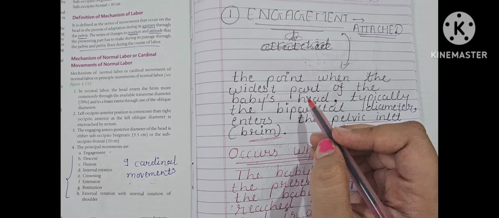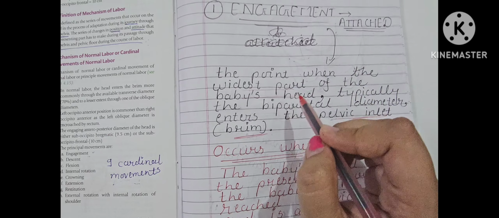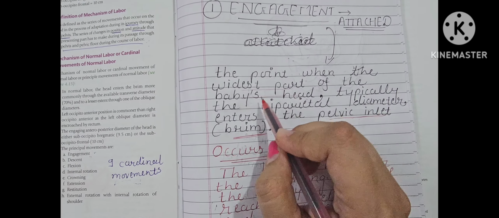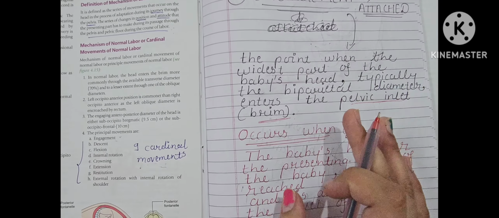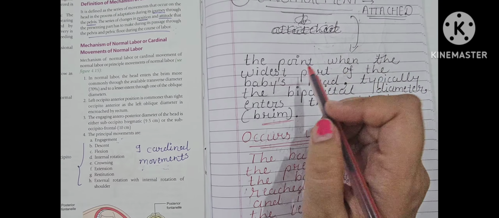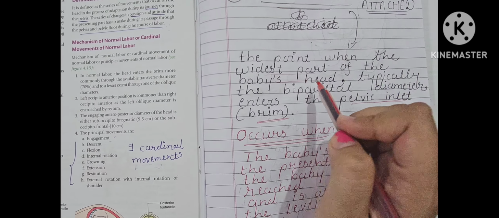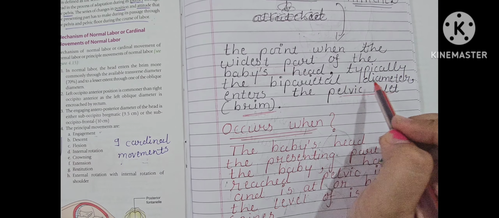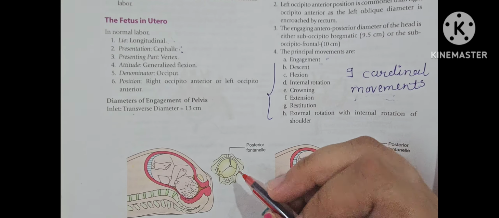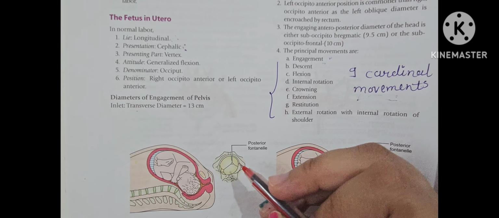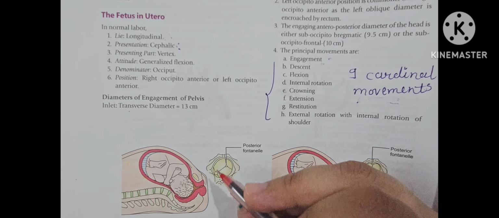So now let's define the first mechanism. It is a point when the widest part of the baby's head enters. Now what is the widest part, and when and where? When labor begins, the widest part of the baby's head, the fetal head, is typically known as the biparietal diameter. As we have learned about bones regarding the skull, in obs and gynec you should learn about the fetal skull.